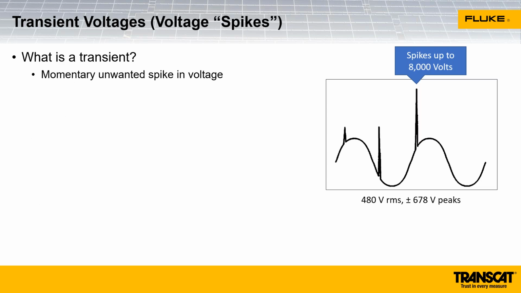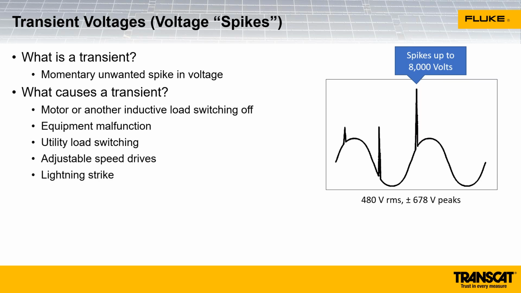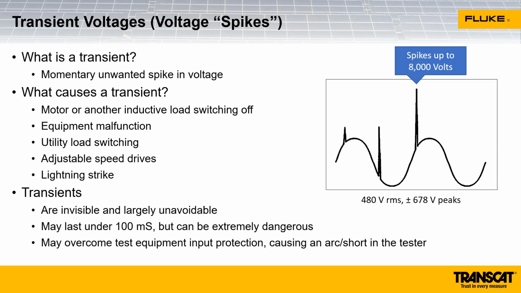So let's first talk about transient voltage. So what's a transient voltage? It's a momentary unwanted spike in voltage, lasts for a very short duration of time. It's usually caused by a motor or other inductive load switching on or off. Could be from an equipment malfunction. A lot of times it comes from the utility, from switching on the utility. If you're in an industrial setting, could be from an industrial speed drive changing, and often comes from lightning strikes as well. Transient voltages are invisible to most tools.